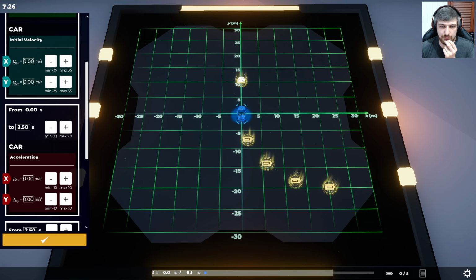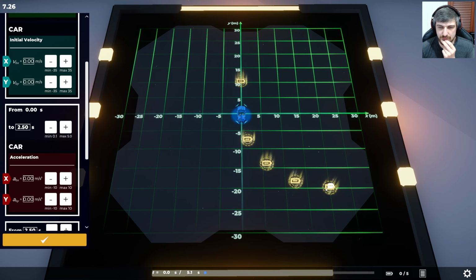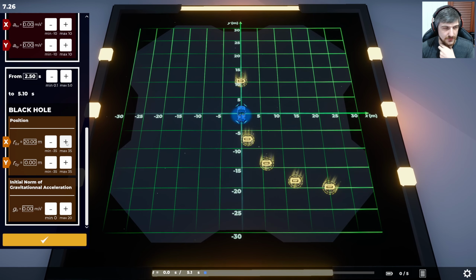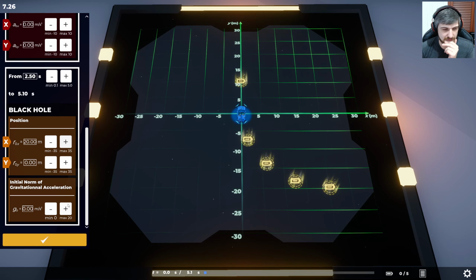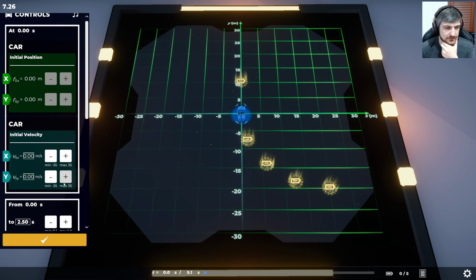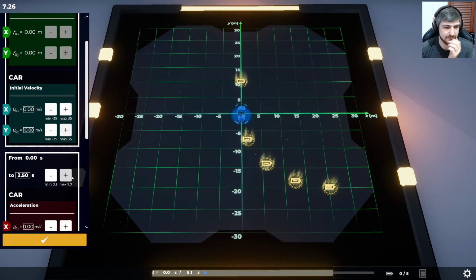So we're going to go up and then back down, and then go into the black hole. So let's do the black hole first. It's going to be at 20, 0. We are going to be going positive Y, 10.